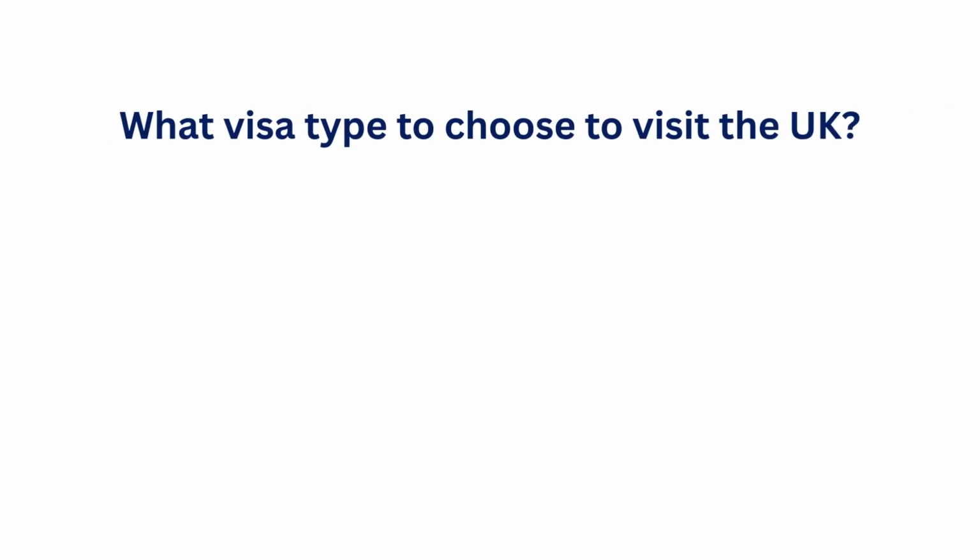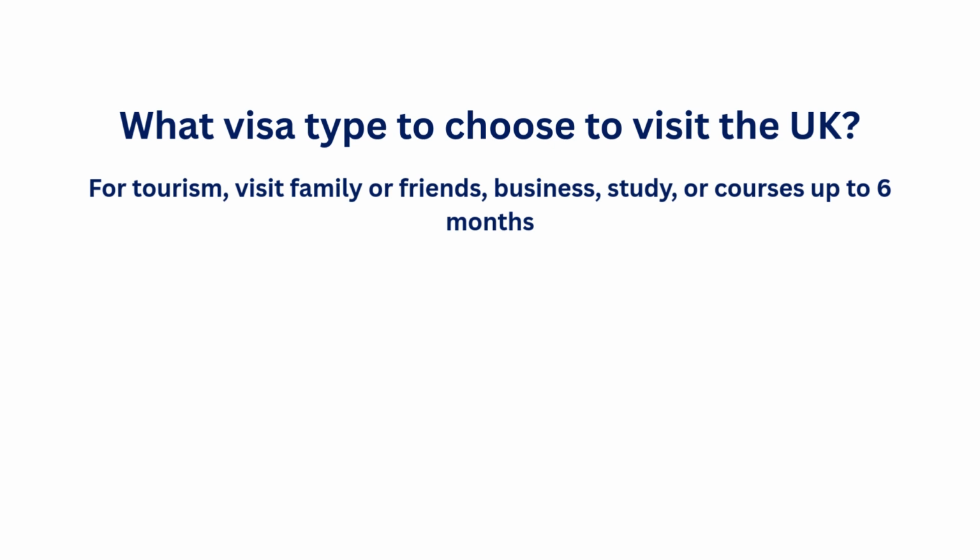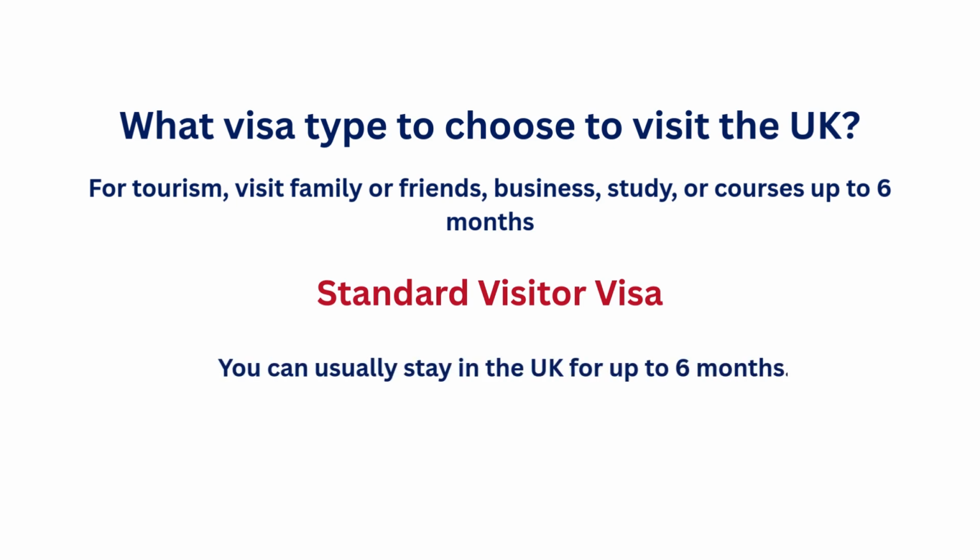The first step is to choose the right visa. First, decide on the type of visa you need. If you're going for a short stay, like tourism, a family visit, a business meeting, or a short course, the standard visitor visa is the one you will want. This allows you to stay in the UK for up to 6 months.